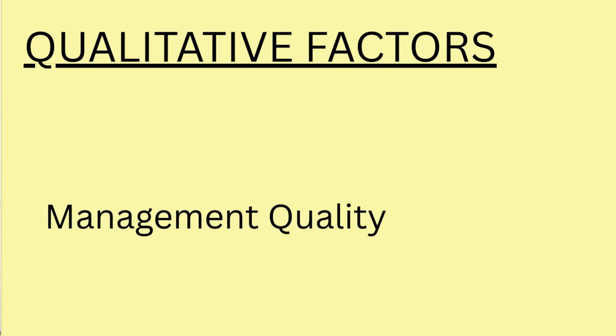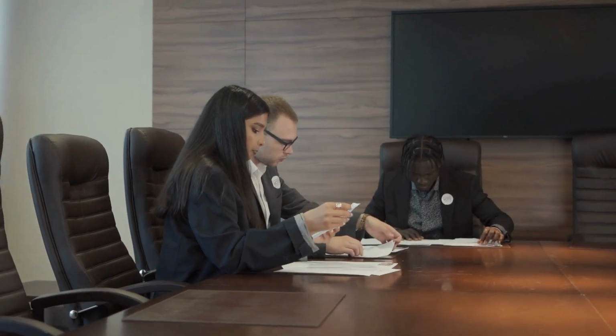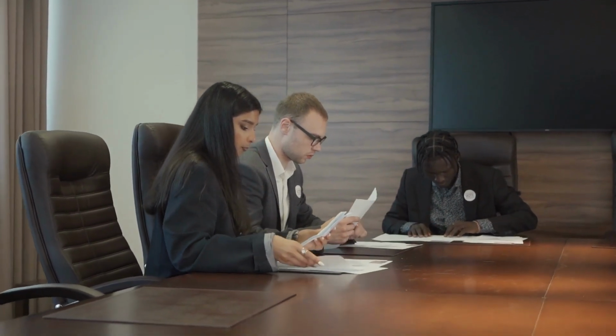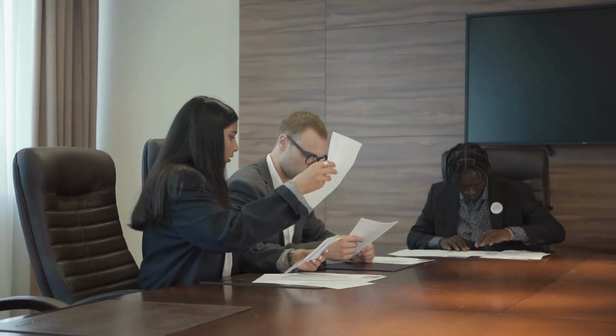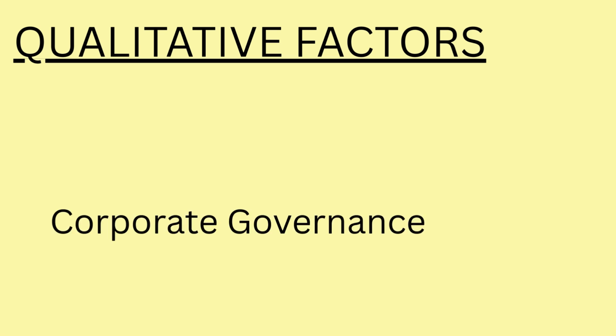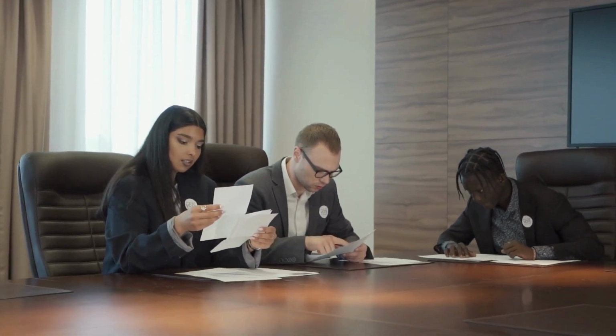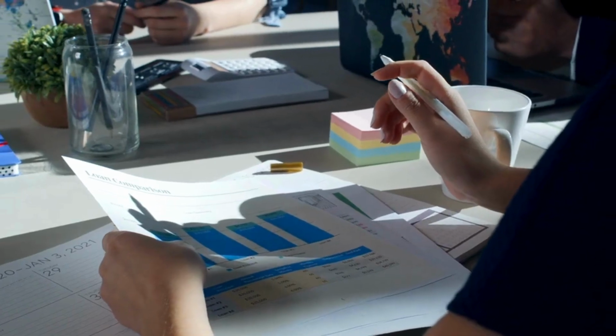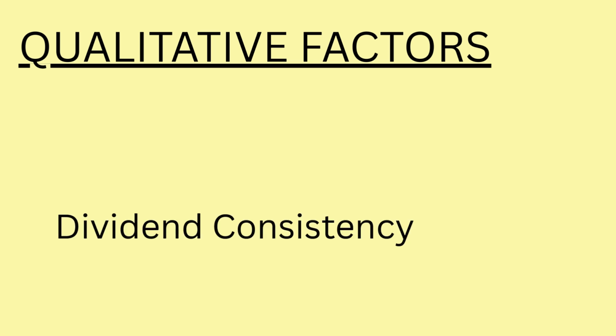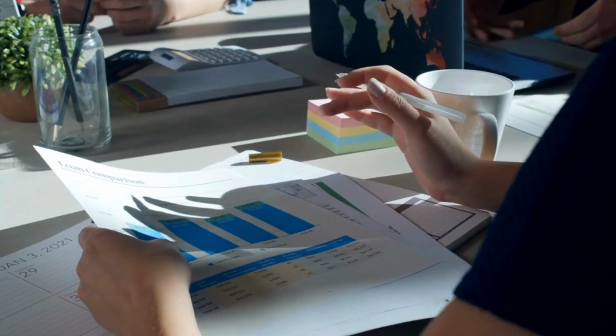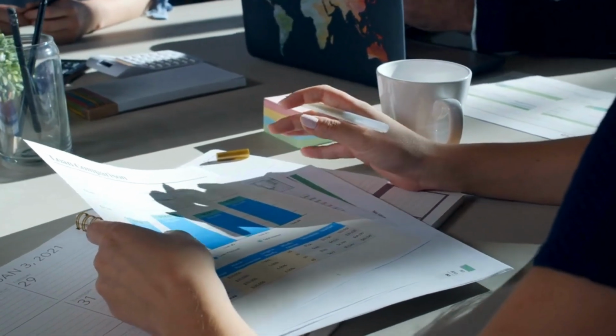Management quality. Good companies fail under poor management. We check leadership vision, financial discipline, transparency, and decision-making. Corporate governance. This includes board quality, auditor credibility, ethical practices, related party transactions, and clarity in communication. Dividend consistency. Stable and predictable dividends show strong cash flow and responsible management.